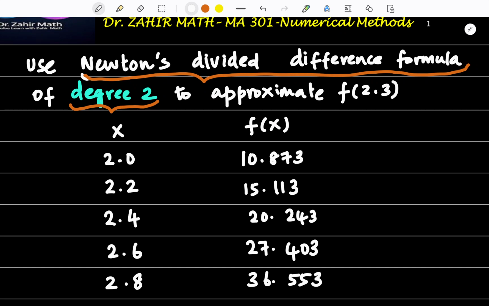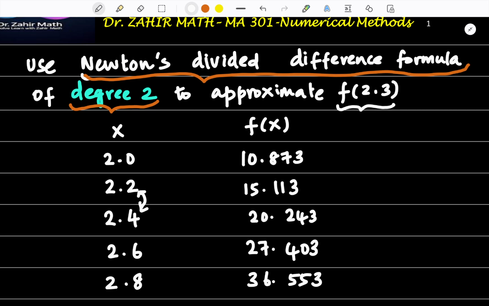What do you mean by estimates? Look here, they are asking you to calculate the value f of 2.3. Where is 2.3? At x is equal to 2.3, in between 2.2 and 2.4, right? So in between 2.2 and 2.4, 2.3 is there. So you are going to estimate this unknown value when you have a few data points. How many data points do you have? 1, 2, 3, 4, 5.